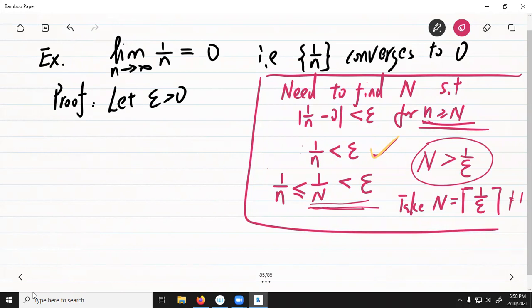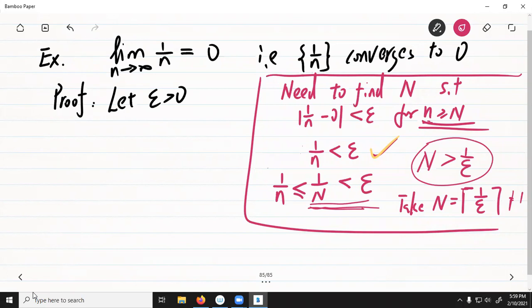Okay, you can plus 1, plus 2, right? You just choose a capital N which is greater than an integer. Okay, a positive integer greater than 1 over epsilon. So here, for our convenience, we just take this. This is called the least integer greater than 1 over epsilon.